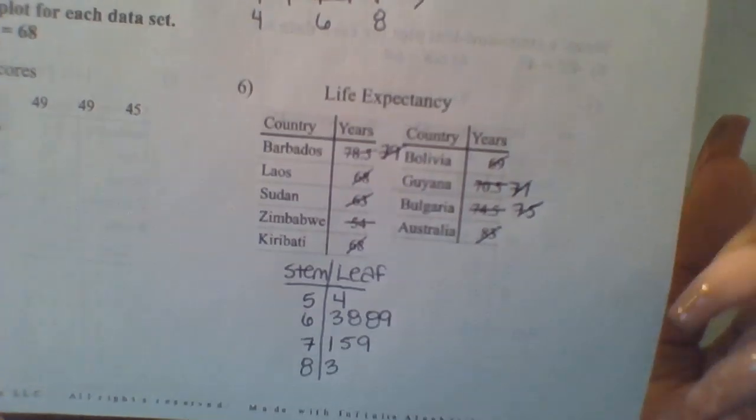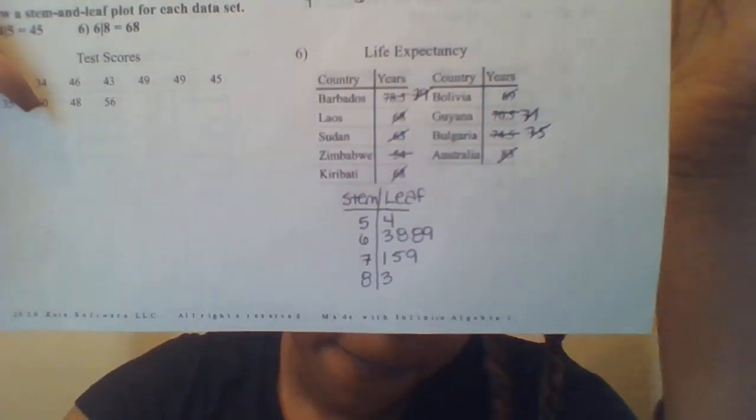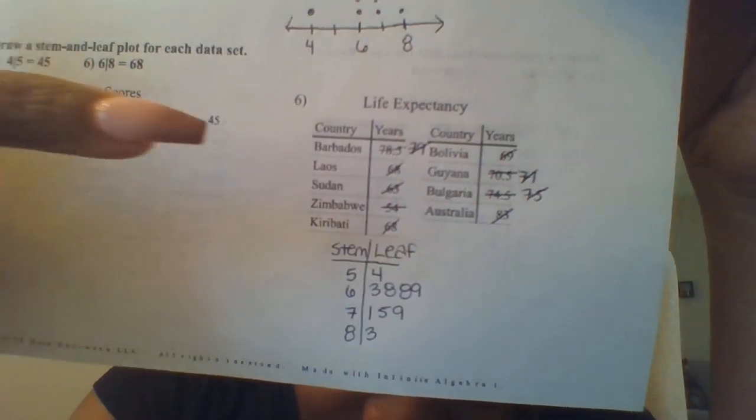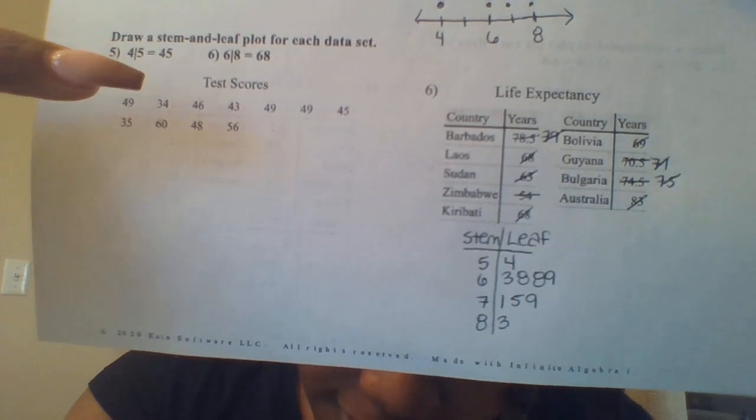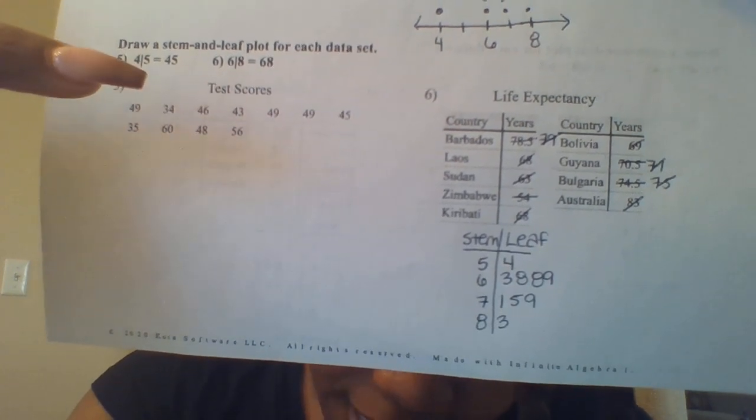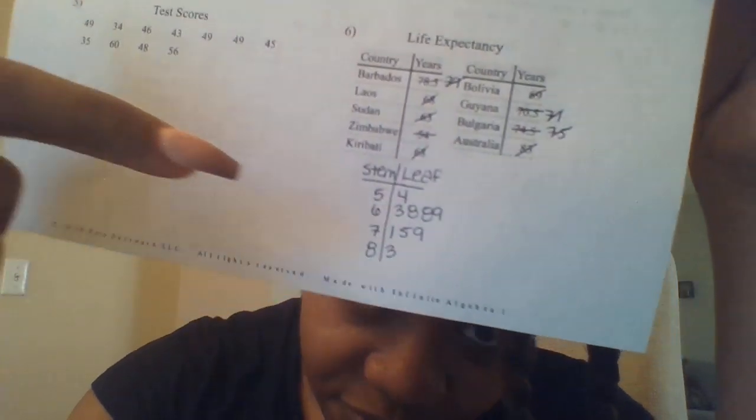The next example we're going to look at is number 6. So for numbers 5 and 6, we are asked to create a stem and leaf plot of the data set. Number 5 is a little more straightforward. You just take these numbers and use this key, meaning the stem is going to be the tens place and the 5 will be the ones place. Again, you would just use these values to create a stem and leaf plot.